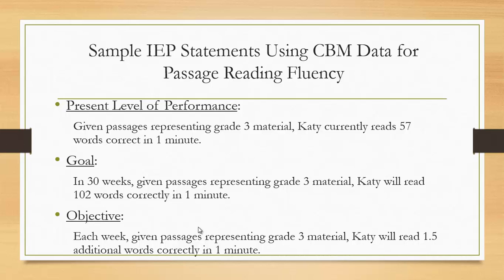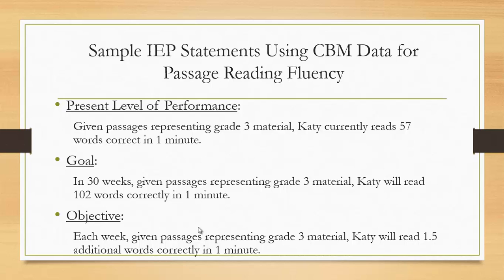The present level of performance in an IEP is really how are they doing right now. And so using CBM data, we could say given passages representing grade 3 material, Katie currently reads 57 words correct in 1 minute. Her goal then would show where you want her to be. So in 30 weeks, which is typically your school year between IEP time, Katie will read 102 words correctly in 1 minute.